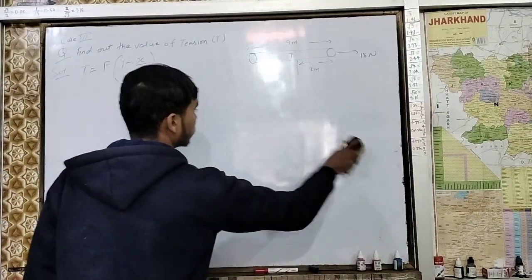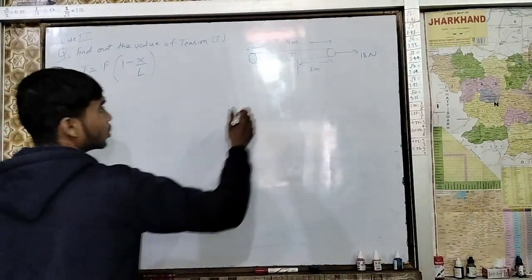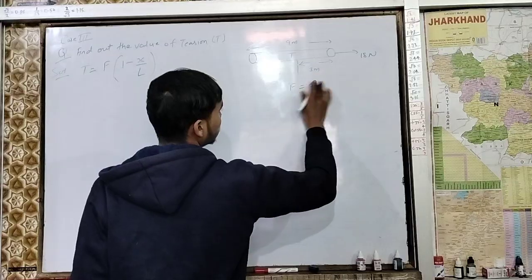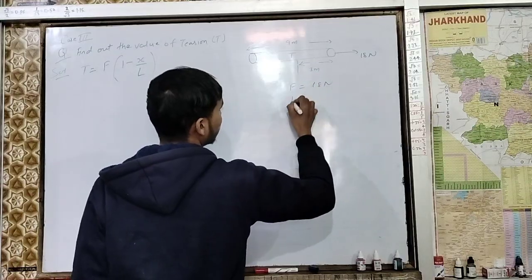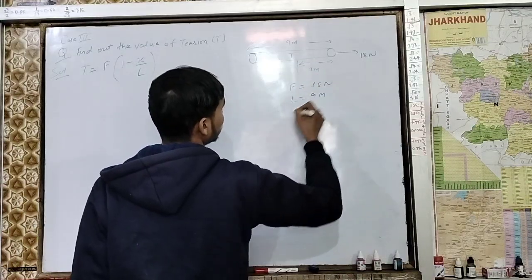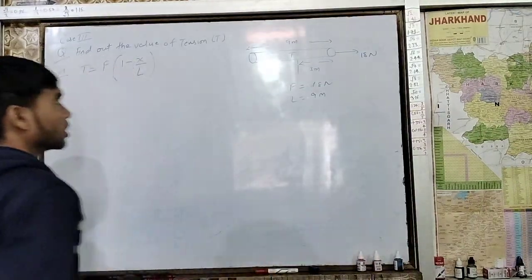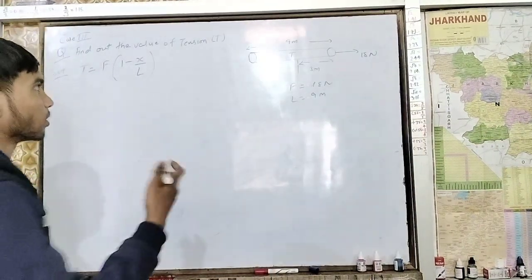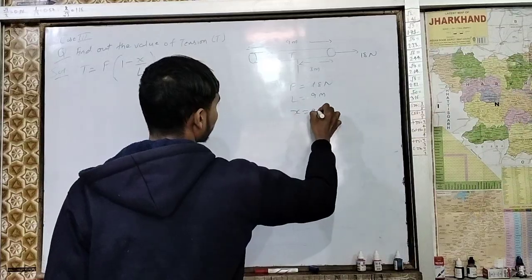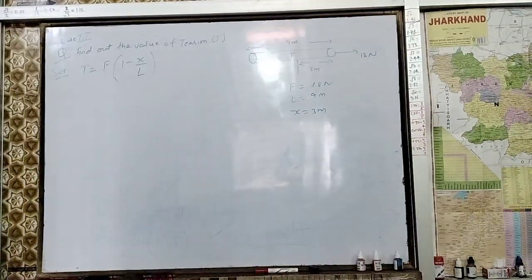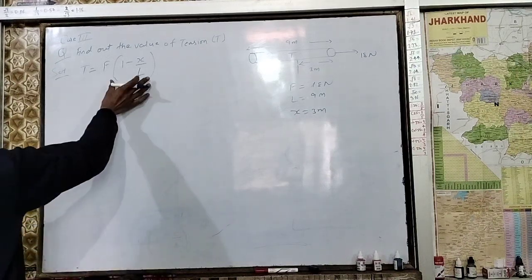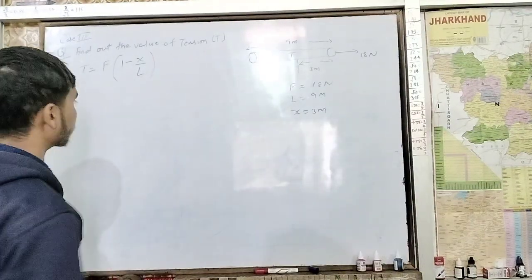Okay. You have already F, which is 80 Newton, and L is 9 meter. You don't have mass. Value of x is how much? 3 m, which is a part of L. We will not care about mass because in this equation there is no m.